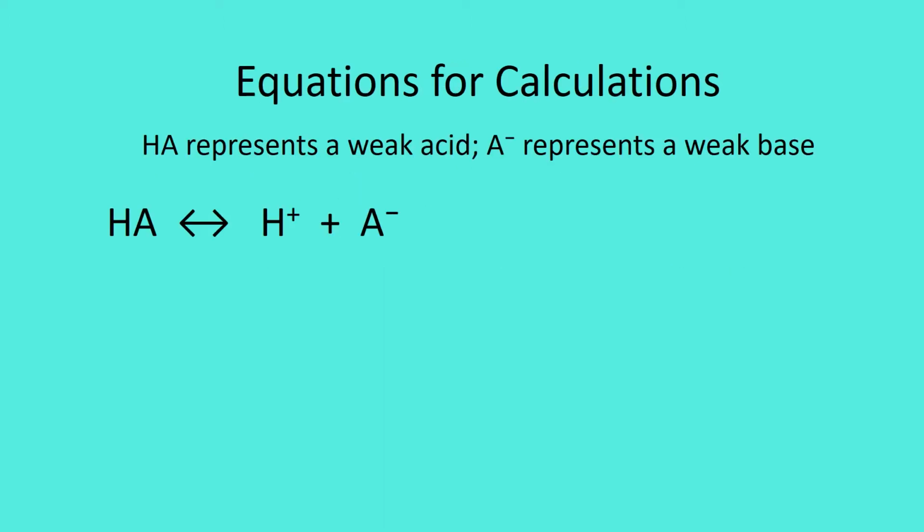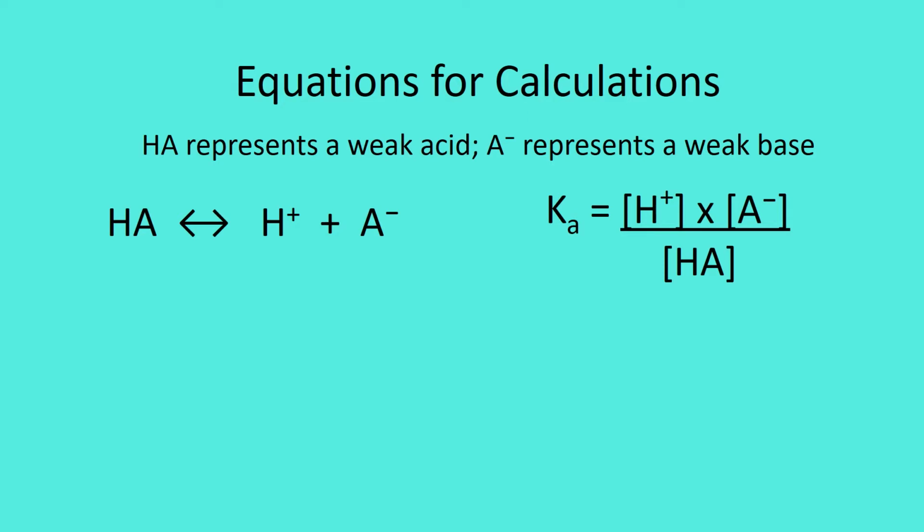As I explained in my previous video on how buffers work, buffers consist of a mixture of a weak acid and its conjugate base. On these slides, HA represents the weak acid and A- represents its conjugate weak base. First, let's discuss the equations we'll use. We're starting with the equation for the dissociation of our weak acid, HA. Notice that when HA dissociates, it breaks up and forms A-.